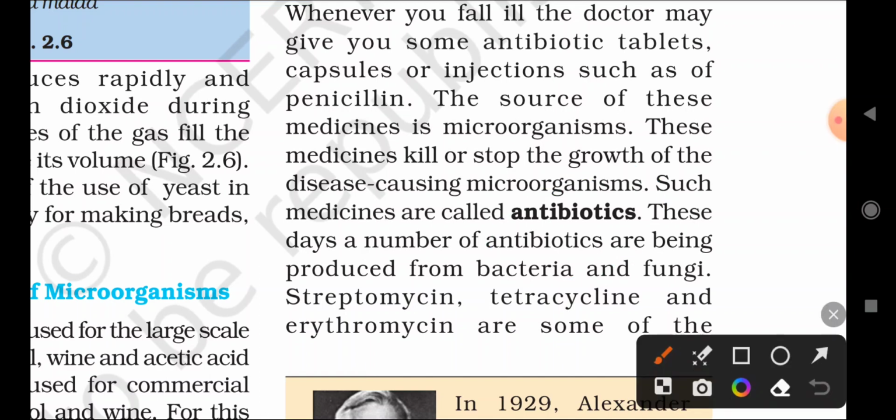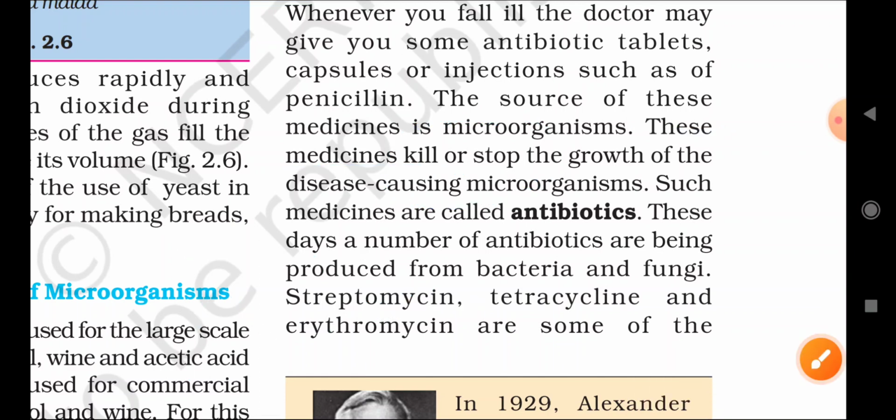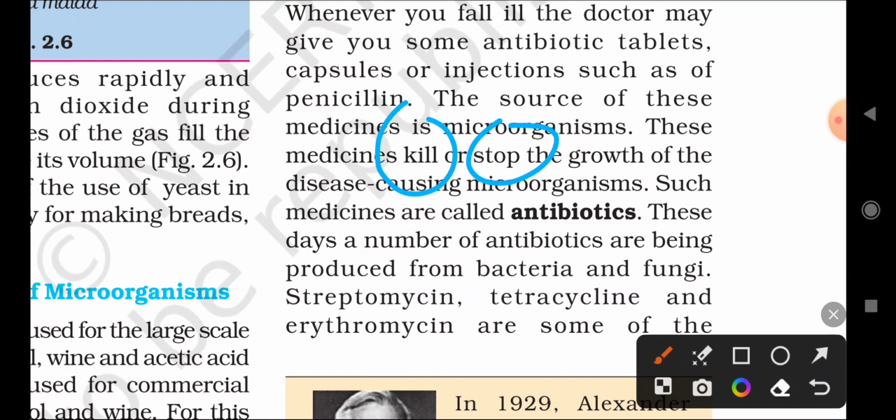Anti means opposite. These medicines kill or stop the growth of the disease-causing microorganisms present in the body. The antibiotic enters the body and kills the microorganism that causes the disease, or it may stop it. That medicine is known as an antibiotic. It may be a tablet, and it may be an injection also.